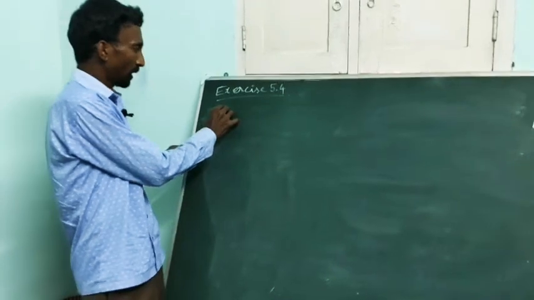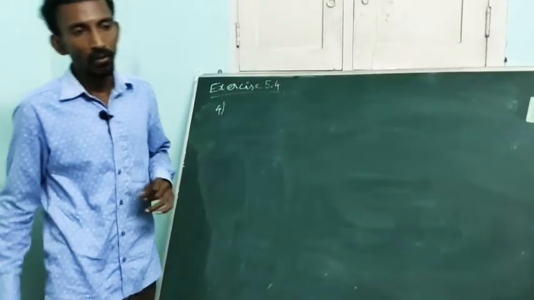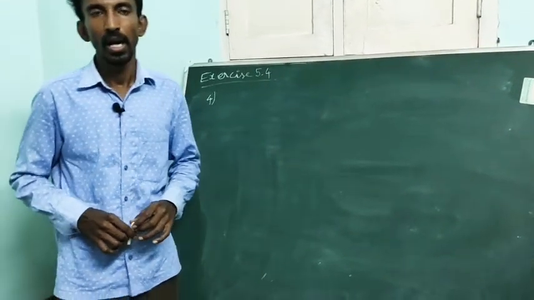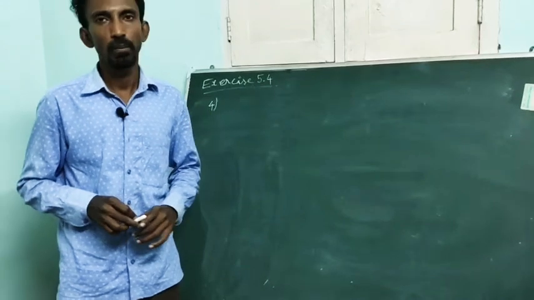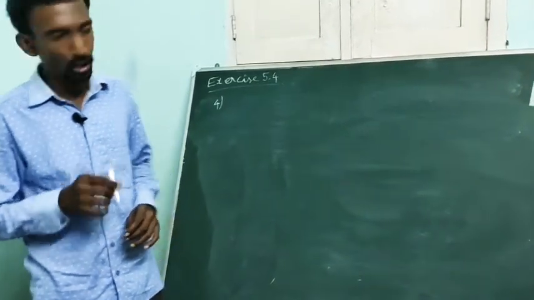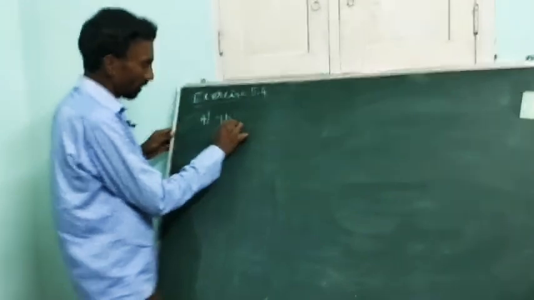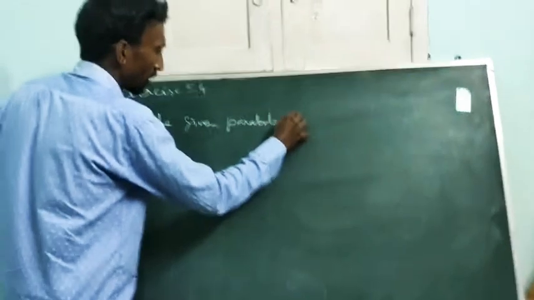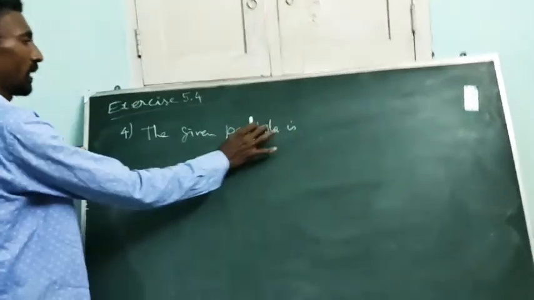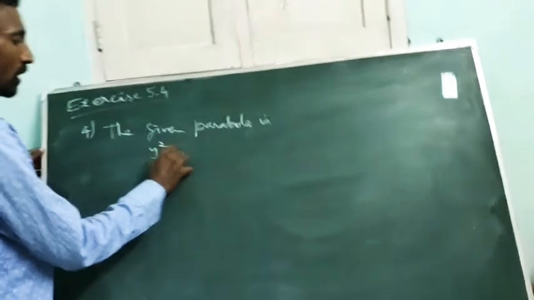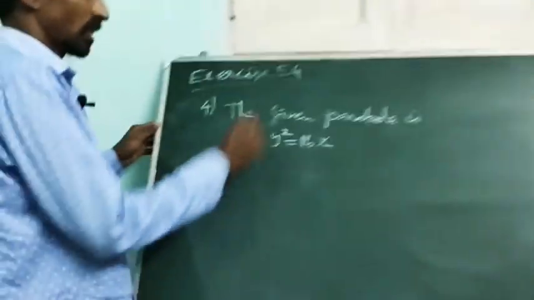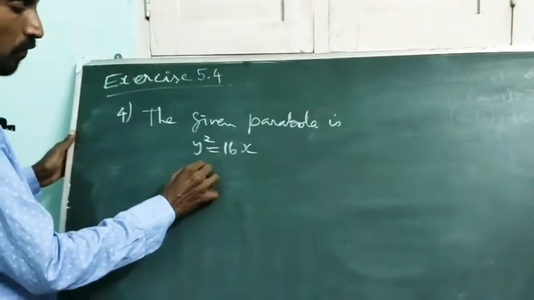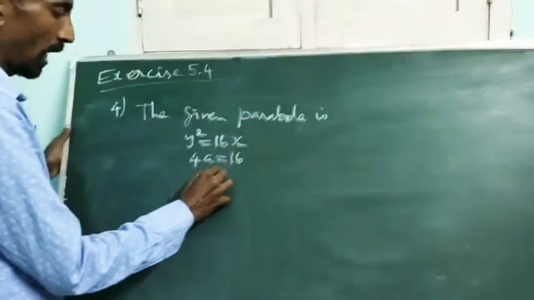Question number 4 in exercise 5.4. Find the equation of the tangent to the parabola y square equal to 16x and perpendicular to 2x plus 2y plus 3 equal to 0. So first write the given parabola. The given parabola is y square equal to 16x. So just compare with the general equation y square equal to 4ax. In the place of 4a we have 16. So a equal to 4.